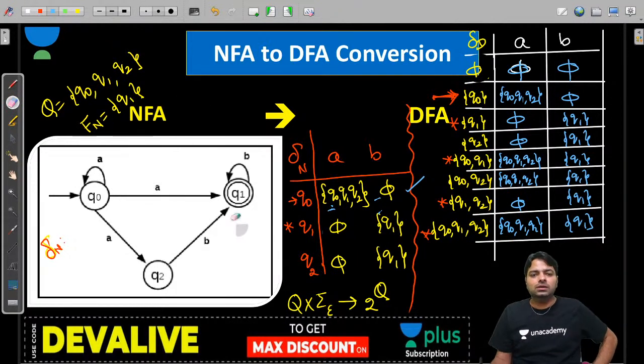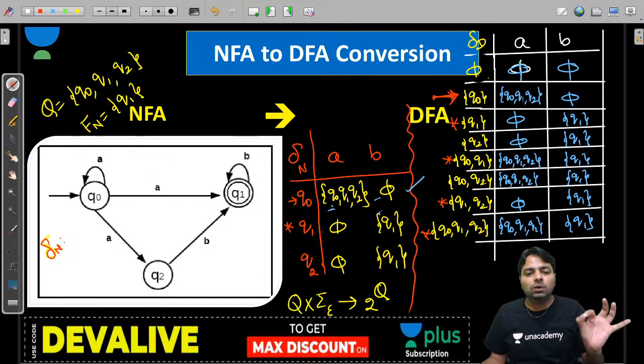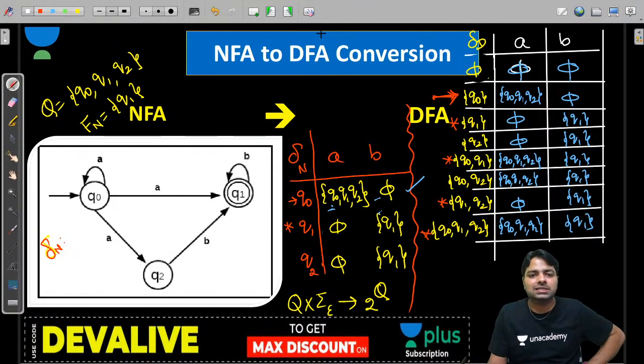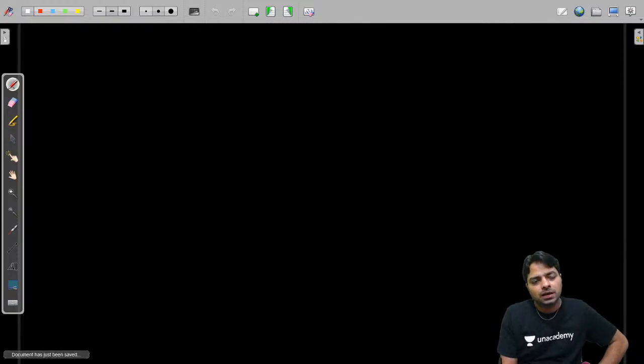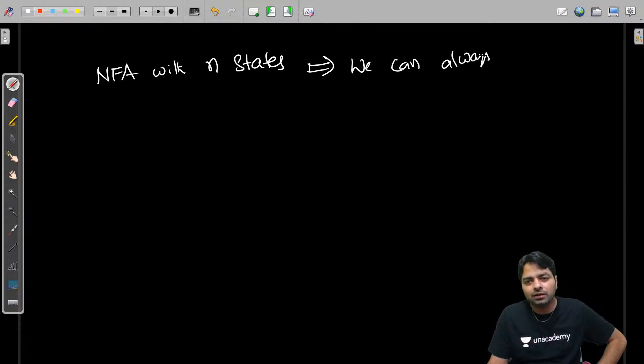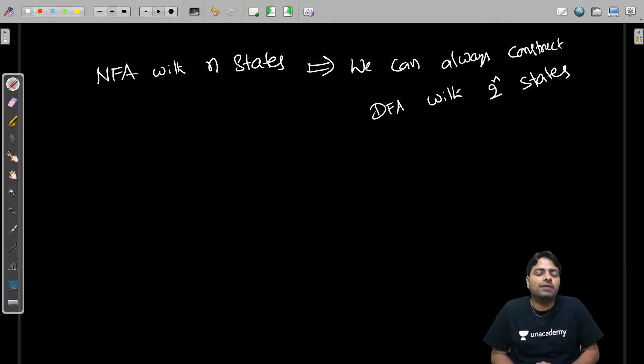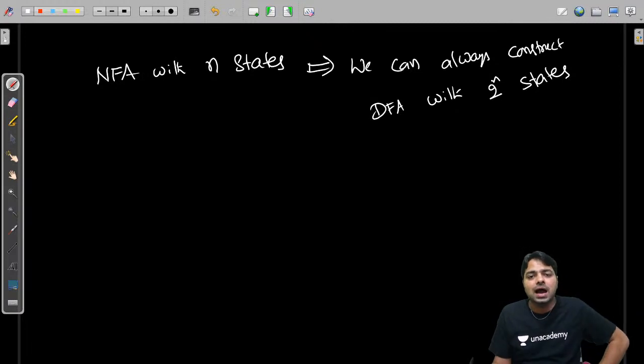And you can construct it as a diagram if you want, but this DFA always takes 2 power n states. No matter what your NFA is, the DFA always exists. If anybody asks: an NFA with n states, we can always construct a DFA with 2 power n states. In the sense, I can use more than 2 power n states also if I want to, but I am using the algorithm. And this is the first point.